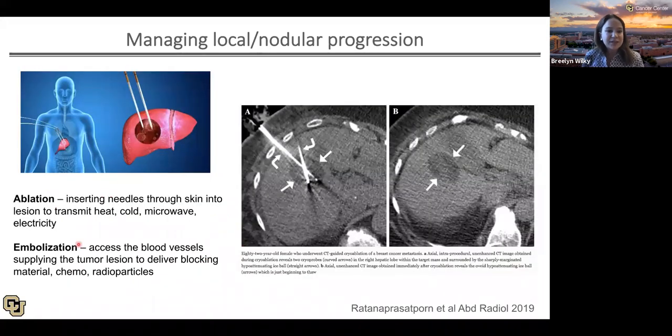So ablations and embolizations. Ablations basically are performed by interventional radiologists. The idea is that the patient is put under sedation. Small needles are placed under X-ray guidance into the liver through the skin and into the tumor itself. And these needles basically act as a conduit where you can transmit various things. It could be heat, it can be ice, it could be microwave energy, or even electricity. And there's differences across these, but this is the basic idea for an ablation.